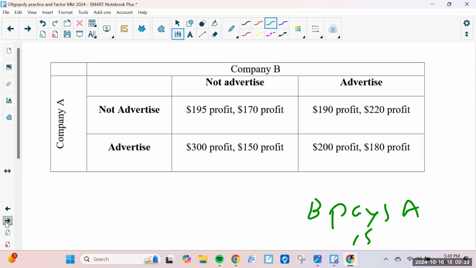We're looking at all of the not advertising ones. So this is not advertised, this is not advertised, okay? And going this way, this is not advertised, and this is not advertised.